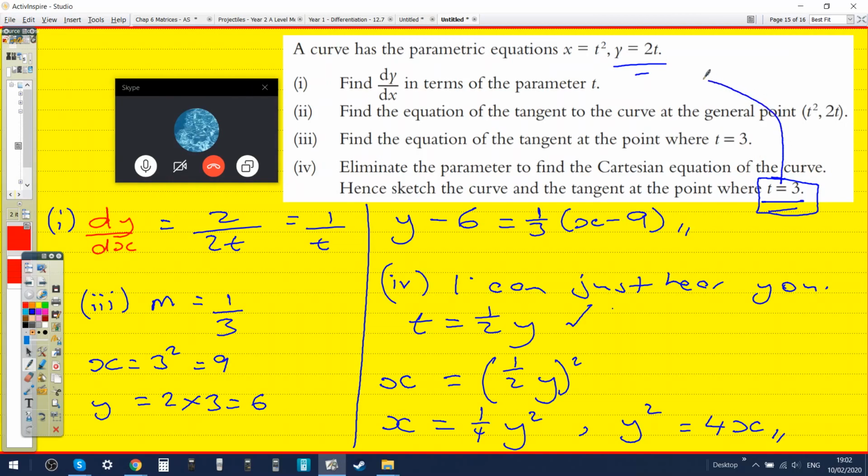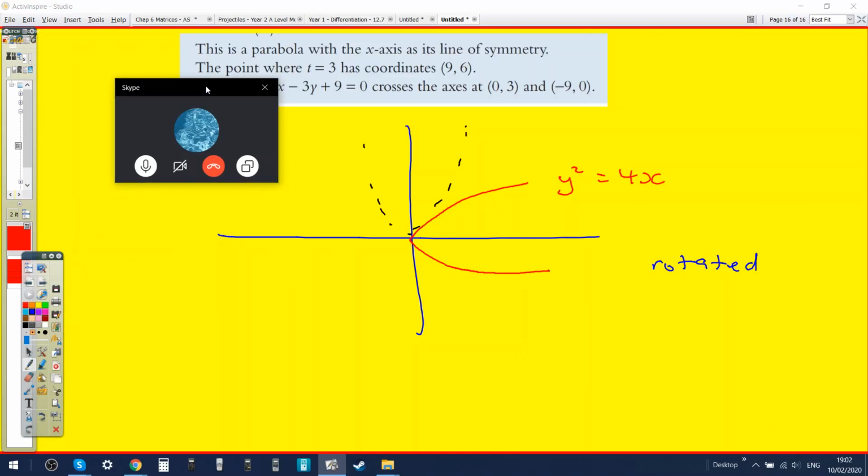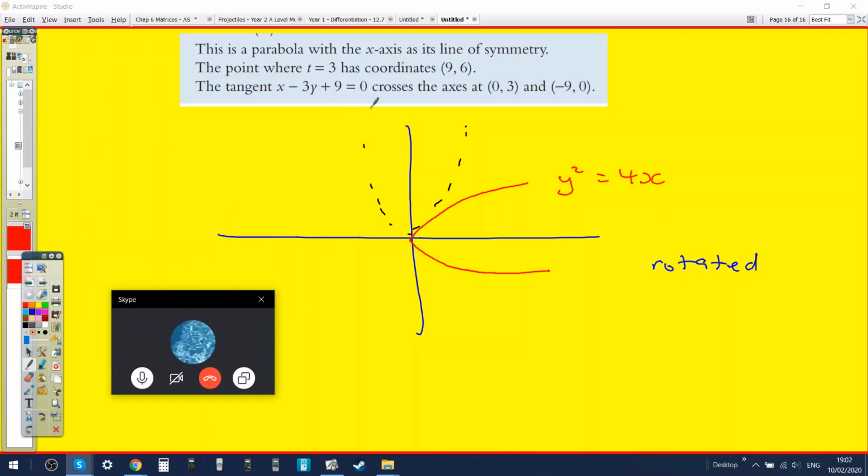So then you would see, for t equals 3, would you use the x and the y value that you had sorted before? So yeah, 9 and 6. Yes. That's that anyway.